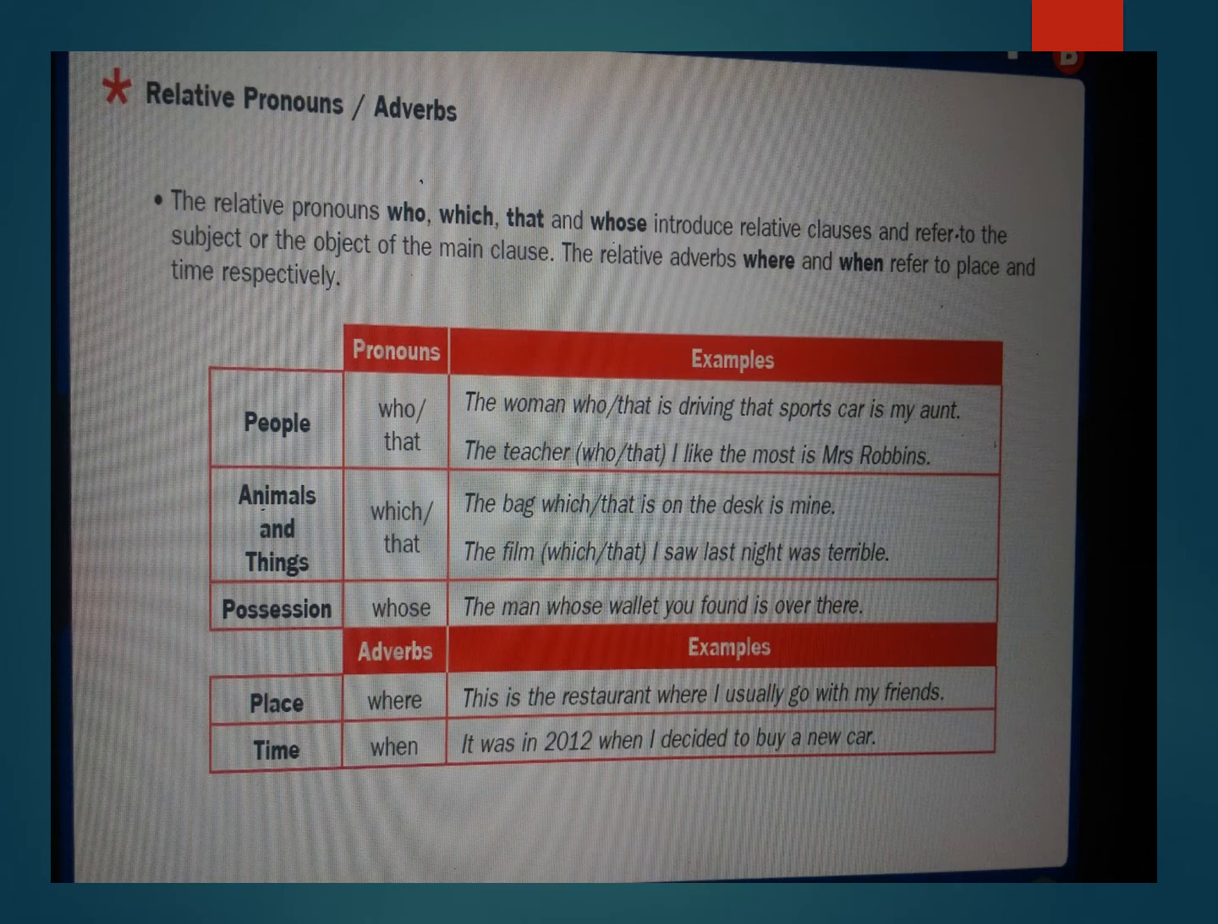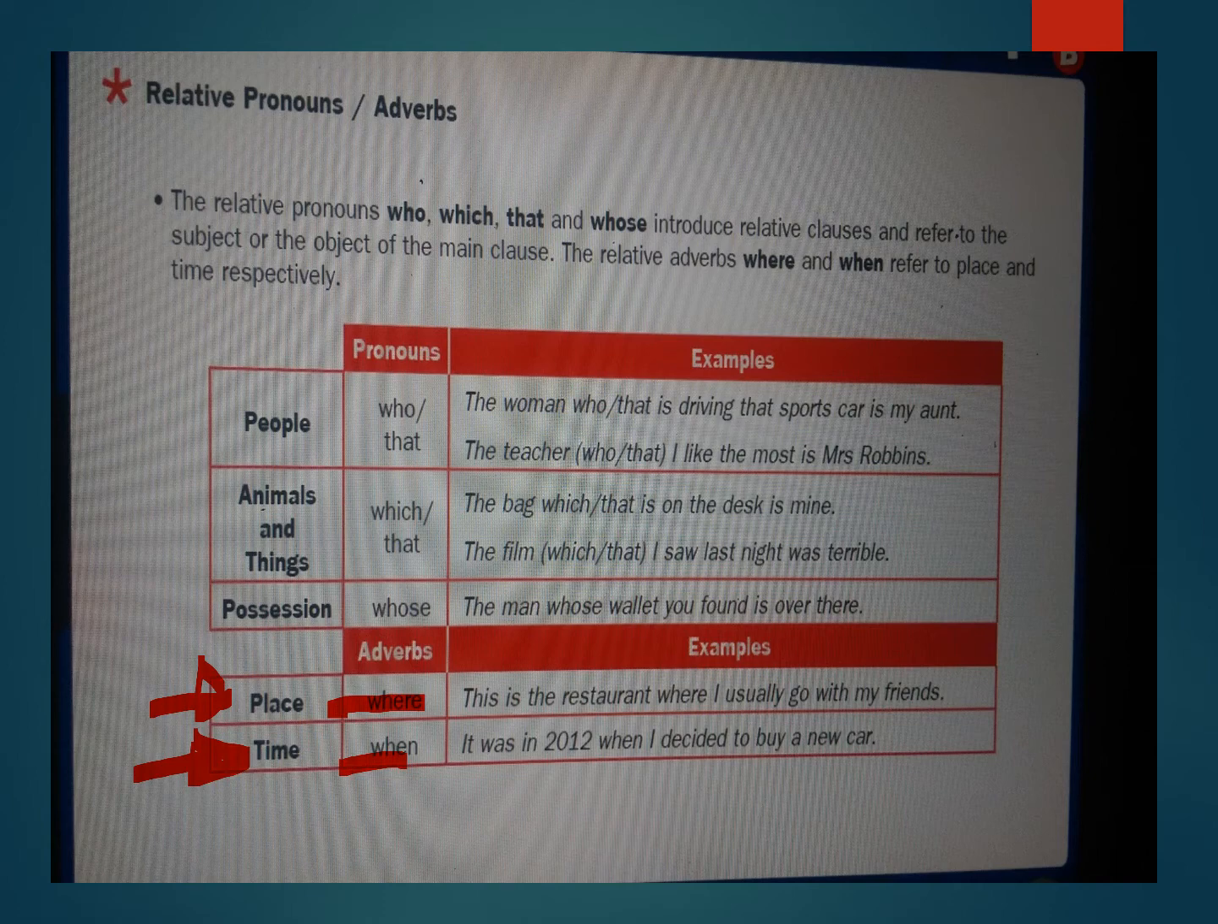Yes, where and when refer to place and time. This is where and this is when. Where refers to the place, and when refers to the time. As you can see in the timetable, for people, the pronouns are who or that. We cannot say where with people. We cannot say, for example, which with people.